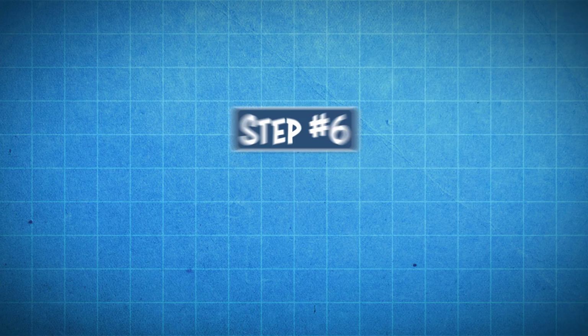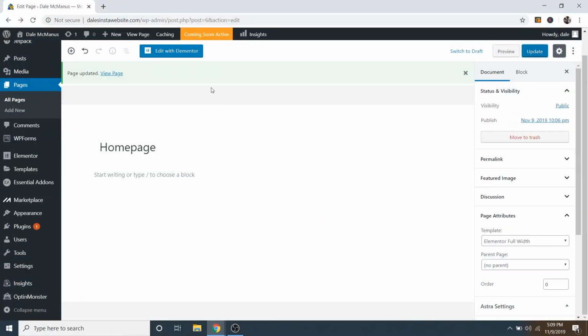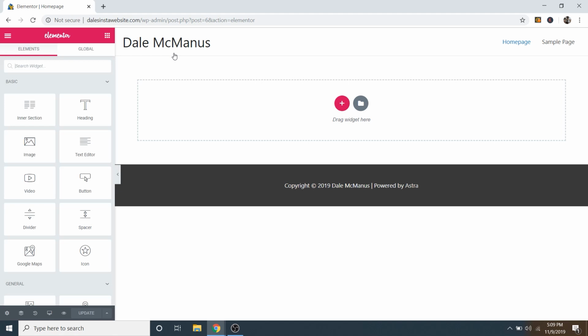Cool, and now we can move on to step number 6, which is to customize your website. So here is the fun part. Here's where we're going to drag and drop elements onto our website, and I'm going to show you how to visually design. So now just go ahead underneath homepage, which is the page that we're on. We're just going to click on Edit with Elementor up here at the top. Awesome, so here we are inside the Elementor page builder.